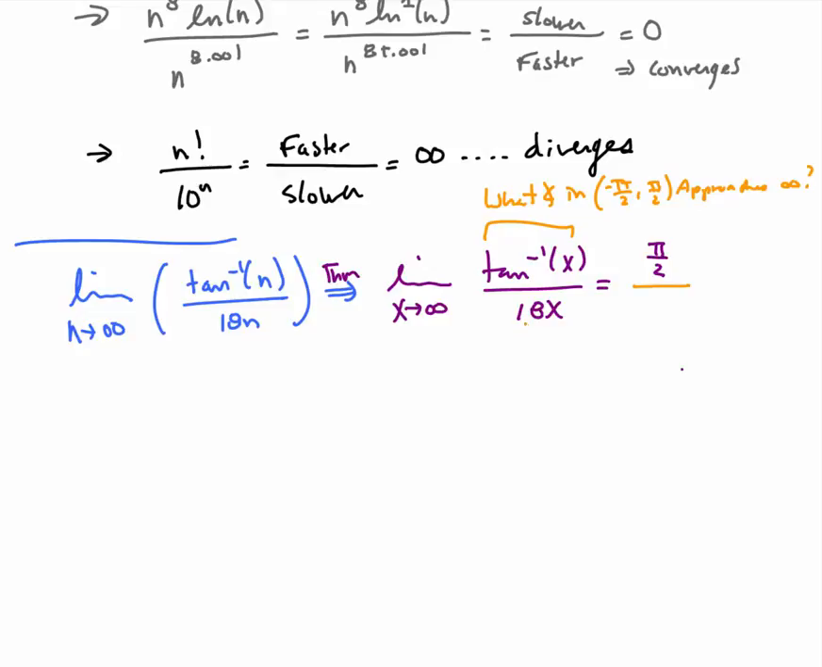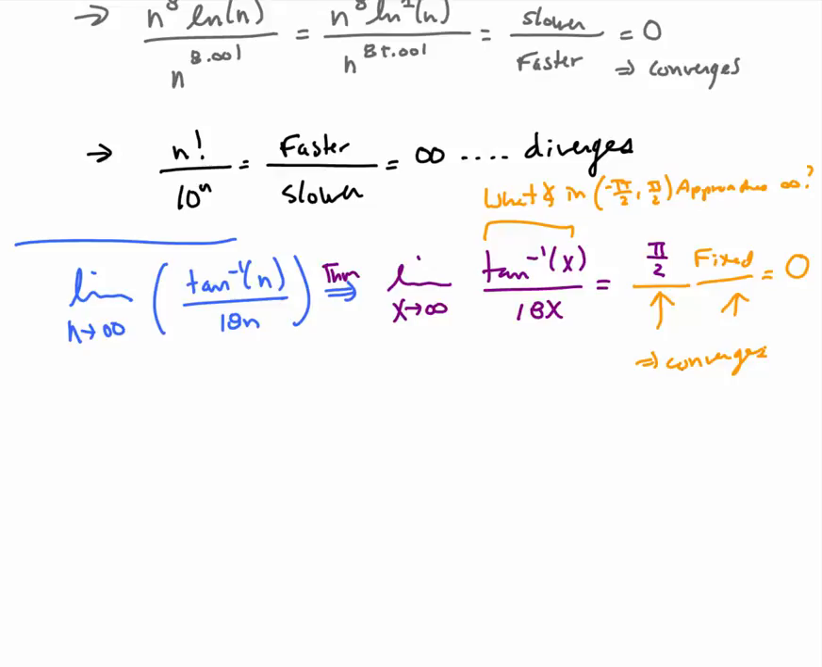Now the denominator is getting larger and larger. It's increasing without bound. So I have a fixed numerator and a denominator increasing without bound. This is going towards 0. So this converges. Okay, so that idea is really important.